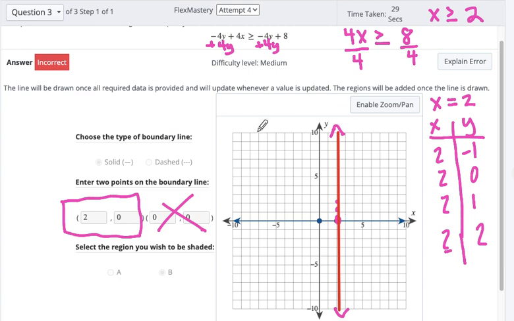So now, in order to fully graph this, since it's the inequality x is greater than or equal to 2, what I can do is pick a point on either side and see if it works. This is an easy point to pick, the point 0, 0. So if x is 0, is 0 greater than or equal to 2? Well, no, it's not. So this is not going to work for our inequality. So let's pick a point over here.